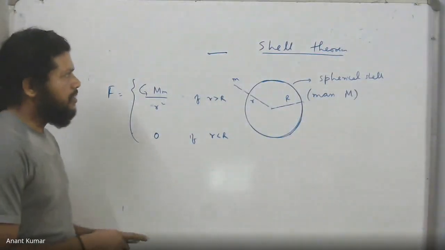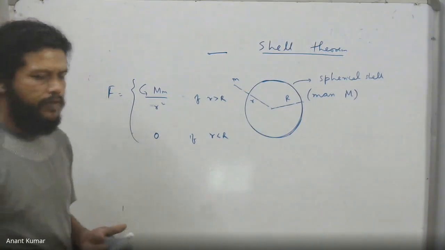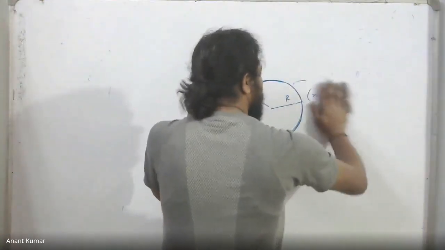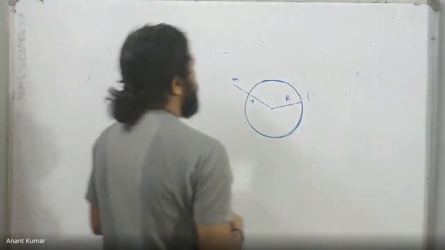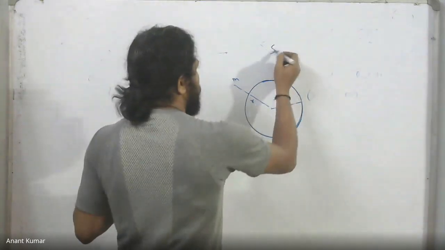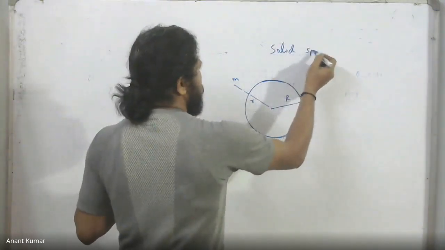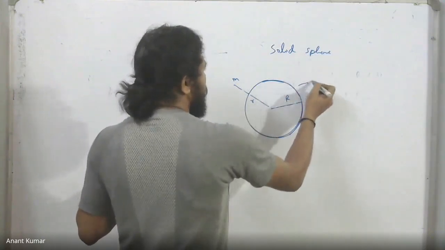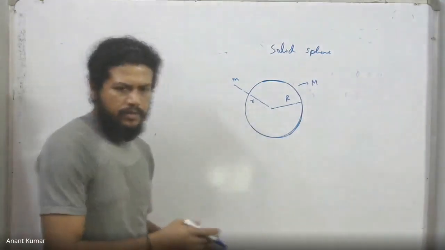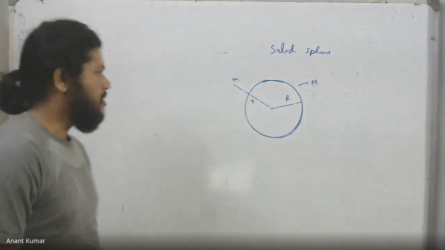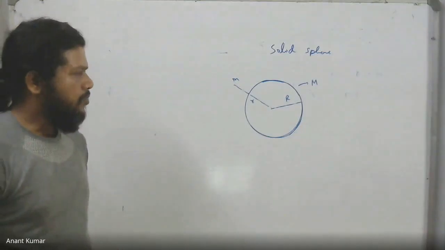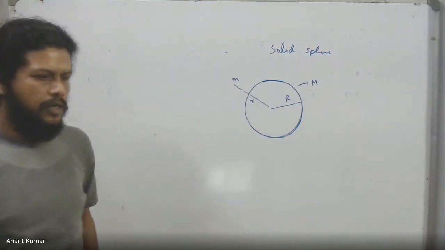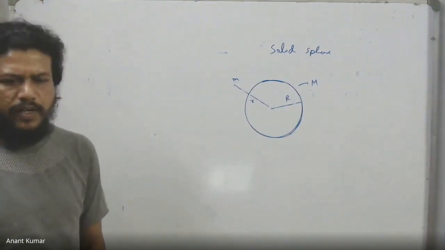If we take, on the other hand, a solid sphere, what happens then? Now it's no longer a spherical shell, but a solid sphere. So the mass capital M is distributed throughout the sphere, a uniform, homogeneous sphere, and the radius is capital R. Now, when the point mass is outside this sphere, we can still consider the entire sphere as a point mass in the center.